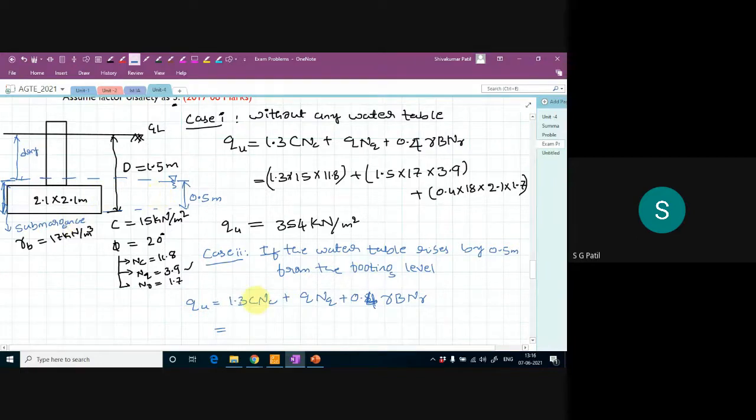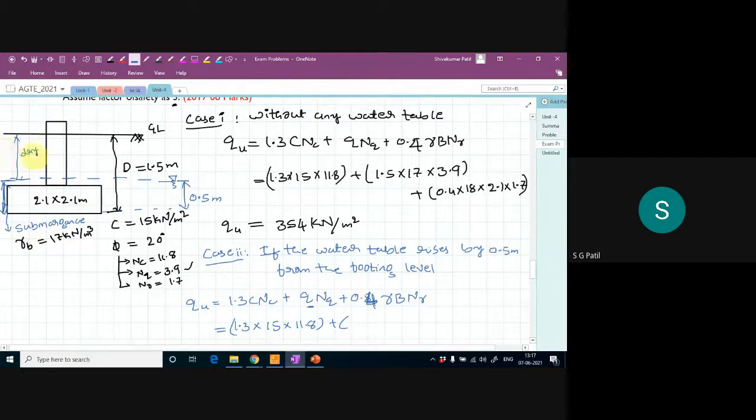Okay, so let me calculate the first term. First term is 1.3 into your cohesion, how much? 15, into your NC, how much? 11.8. Now you concentrate here. How will I calculate the Q value? This soil is in a dry condition, so I should take the dry unit weight. And this soil is under submerged condition, so I have to take the buoyancy or submerged unit weight.